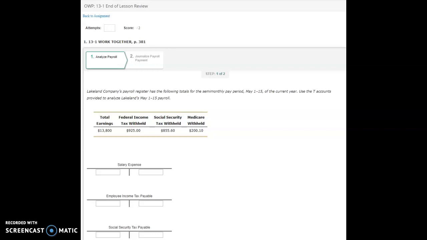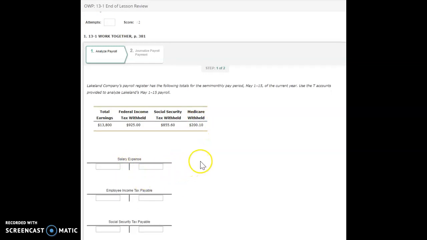Okay, we're on 13.1, end of lesson review and the work together part. And there's two different steps here. The first one is analyzing payroll. It says Lakeland Company's payroll register has the following totals for the semi-monthly pay period, May 1st through 15th of the current year. Use the T accounts provided to analyze Lakeland's May 1st through 15th payroll. So we're just trying to understand whether it's a debit or a credit and how much goes where.